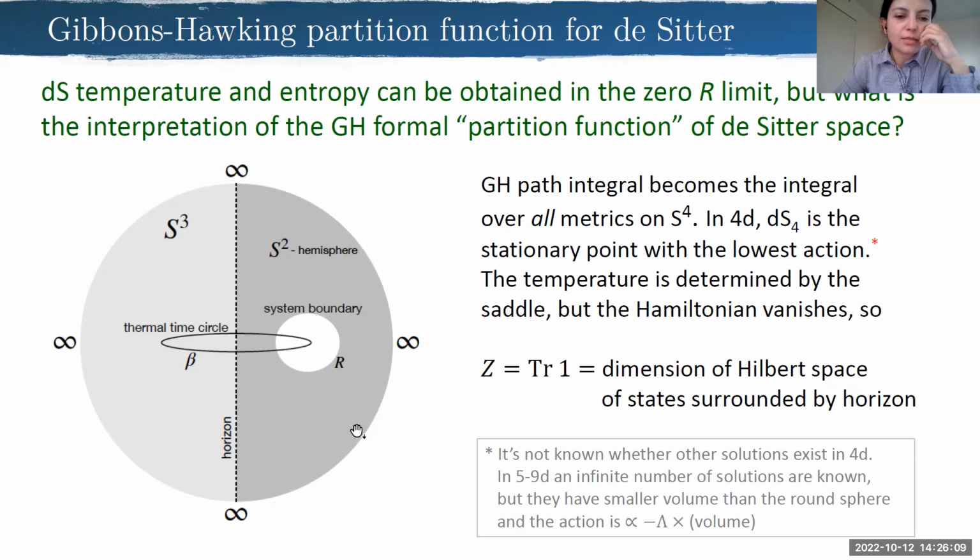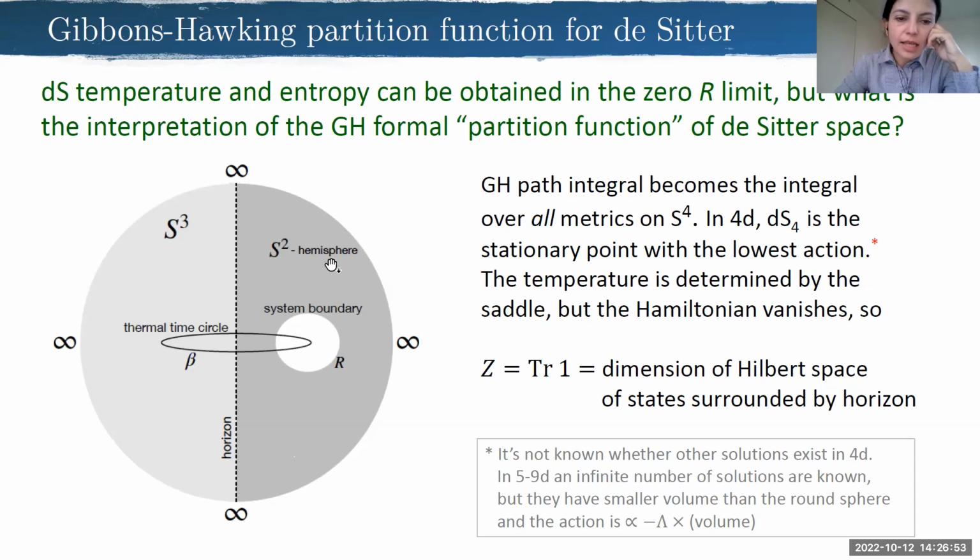And each point at this boundary is identified. So this is a plane where the point at infinity is identified. So this is a 3-sphere. And then this dashed line is the horizon, the system boundary is this circle with radius r. This is the time circle that goes around the horizon, and the horizon is the fixed point of the time translation operator. Each time slice, this darker gray, is a 2-hemisphere in this one lower dimensional case.